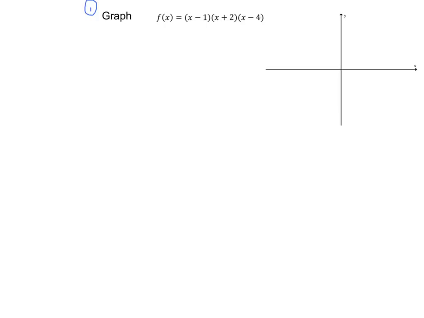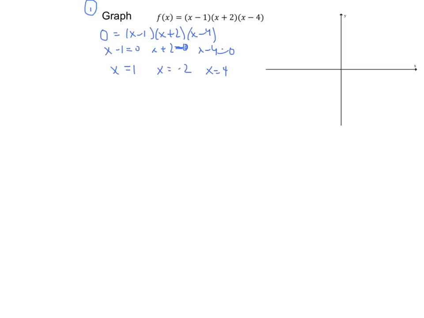You should have found your zeros. You should have set the function equal to 0, and then using the zero product property, we would set x minus 1 equal to 0, x plus 2 equal to 0, and x minus 4 equal to 0. Sorry, that's a little messy there. But you should end up with the following zeros: x equals 1, x equals negative 2, and x equals positive 4. So we've got 3 zeros.